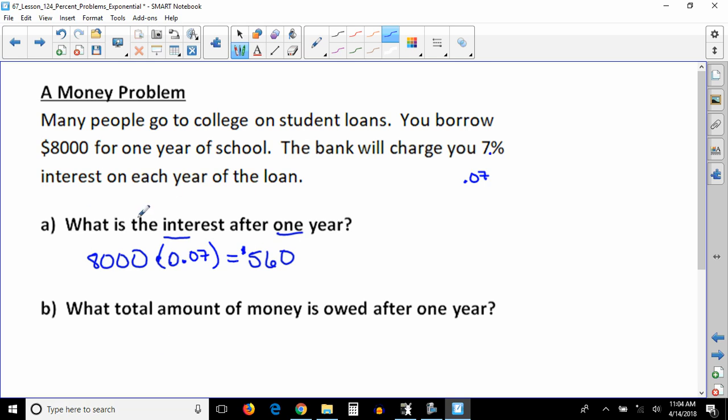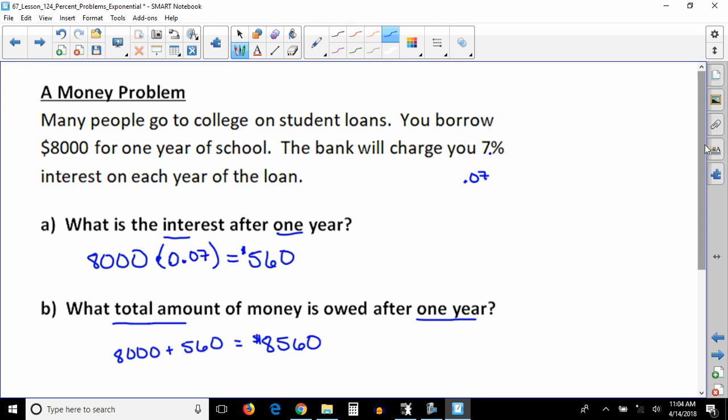Now the next question is kind of taking the example that you don't pay anything on the loan. They want you to find the total after 1 year, and you're not going to make payments. It's just how much this is going to cost. So the answer is whatever 8,000 is plus the amount of interest that the bank would charge you. In this case, the total amount of money owed after 1 year is going to be $8,560.